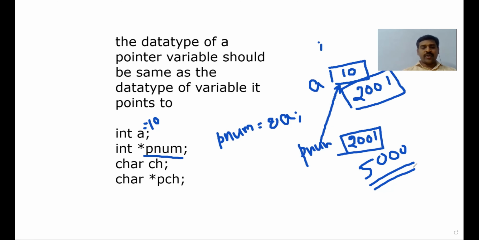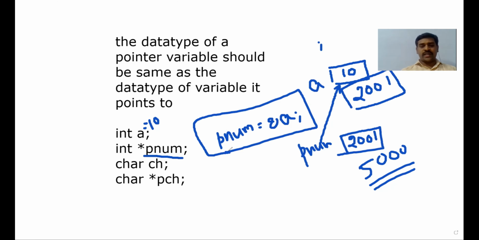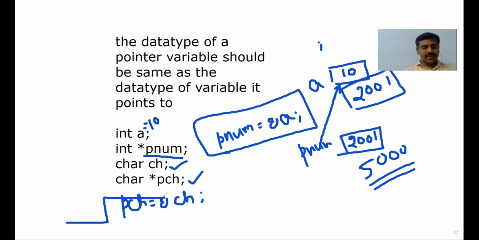So this is the usage of a pointer variable. How to use it? We have to declare the pointer variable and assign the address of the variable to which we are going to point. So integer a is equal to 10, integer star pnum, pnum is equal to ampersand a. Let us take one more example. Character ch, character star pch. Now in pch, what do we have to store? We have to store the address of the character variable. What is the variable name? ch. So pch is equal to ampersand ch.